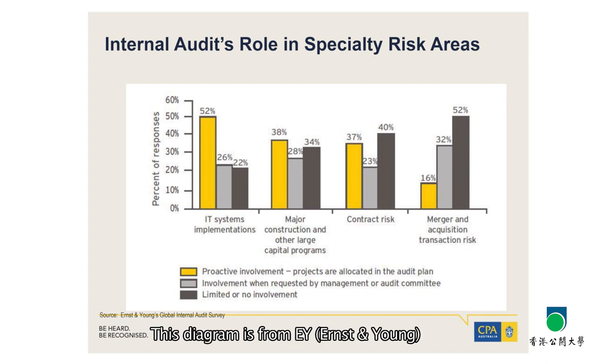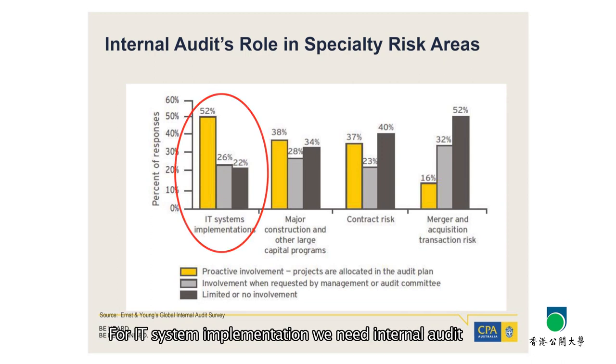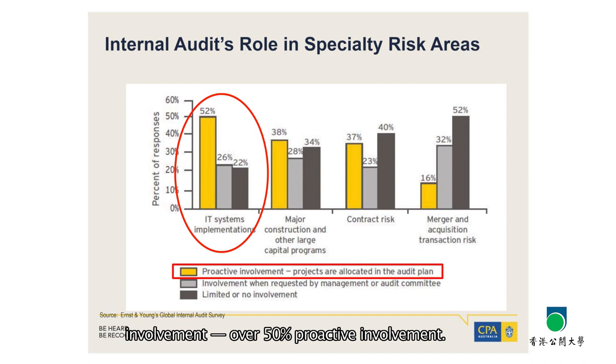This diagram is from EY about the internal audit role in specialty risk areas. For IT system implementation, we need internal audit involvement over 50%, proactive involvement. Compared with others, you can find that IT audit involvement for the operation is highly involved, actually.